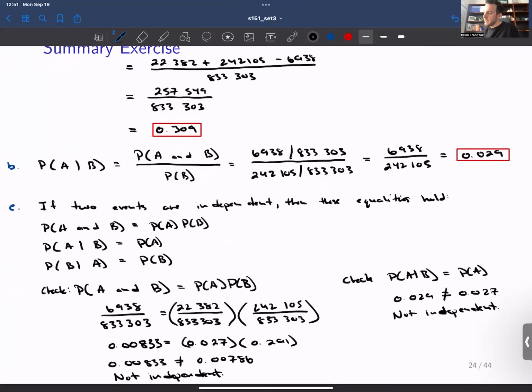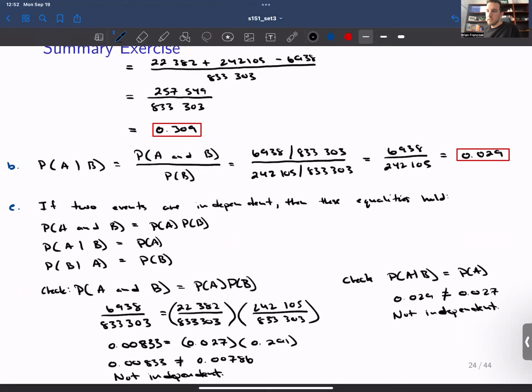Independence holds if any one of these three equations hold. So P of A and B is equal to the product of the marginals, P of A given B is equal to P of A, or P of B given A is equal to P of B. So I've used the first rule. Left side does not equal the right side here, so they are not independent. And then I've also used P of A given B is equal to P of A for illustrative purposes. And here you can see left side again does not equal right side, so they will not hold.